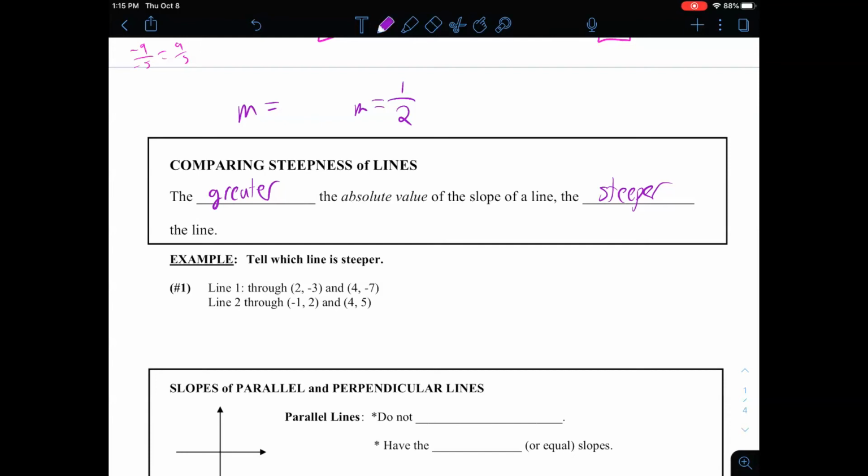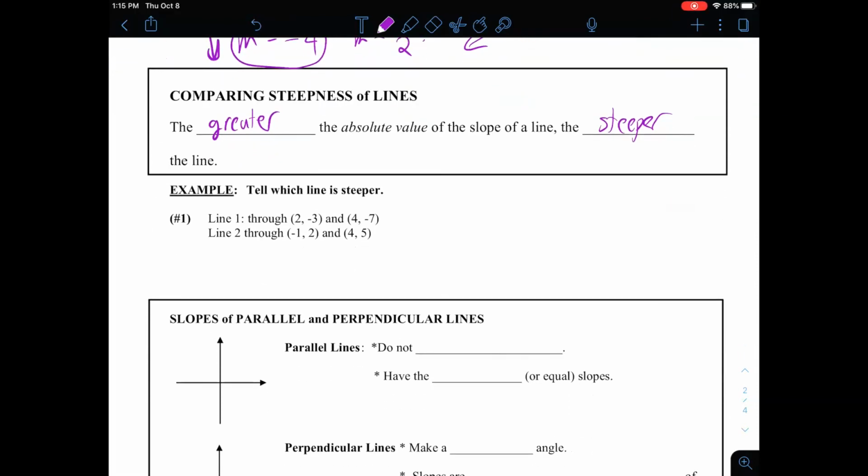So this one's going to be steeper because it's a negative 4. It's going to be 4 for an absolute value. Okay? It's just more steep in the negative direction. This one's going in the positive direction like this, and this one's going more steep like that. Okay? All right, cool. Tell which line is steeper. So you want to go ahead and figure out the slopes for both these lines, and then you want to figure out which line is steeper. Go ahead and give it a try. All right, welcome back. So we got line 1.